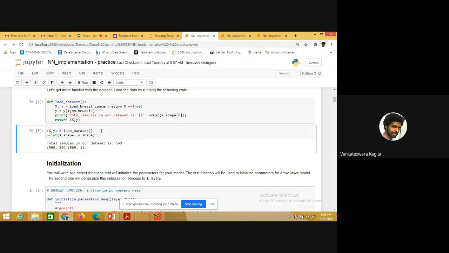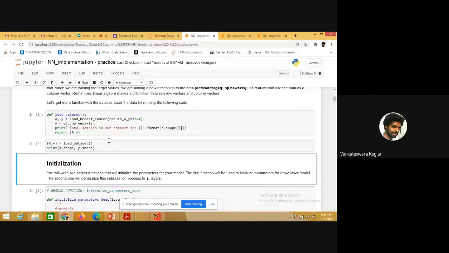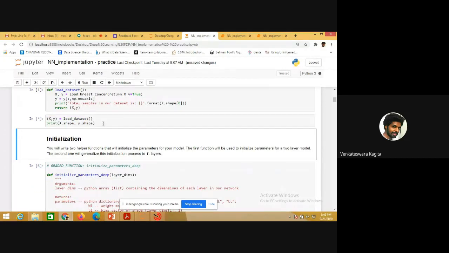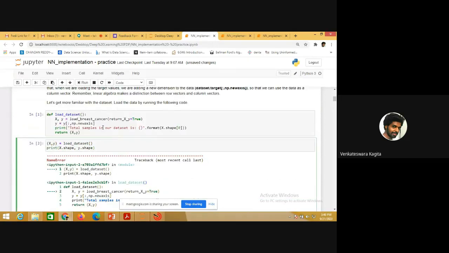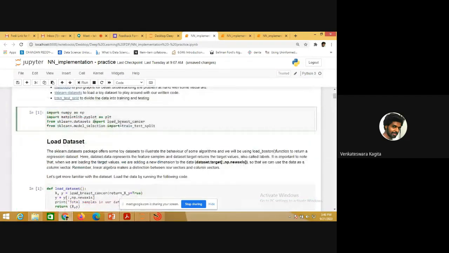I'll share this code with you. You can copy paste each and every cell to Google Colab. You will get the same thing. I just want to load the dataset and see how the data looks. I just printed the dimensions of this X and y. Oh, some error. It's not defined. Oh, okay. I did not import this.